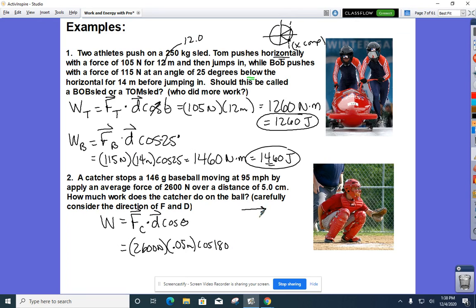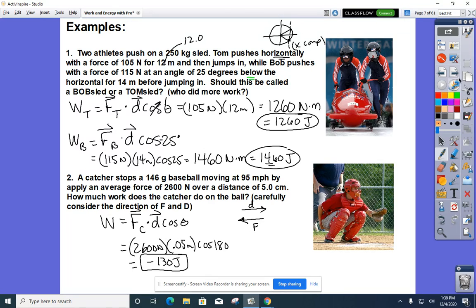The ball is moving this way, the force that's acting is this way, so that angle is 180 degrees. And so from that, we can calculate that work. And I'm getting negative 130 joules. The negative is important there. That catcher is taking away some of the energy of that ball. And so you can think of that work, again, as a verb, a transfer of energy. We are reducing the energy of that ball by 130 joules.